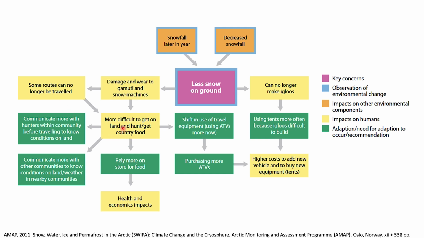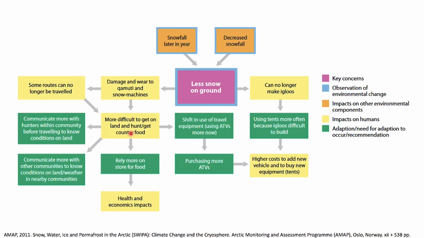And also it is more difficult to get on land and get country food. So that means the people cannot hunt now, because if there is no ice, they cannot go to large parts. Traveling in water is more difficult than traveling on ice for the local population. So this also affects how they survive.